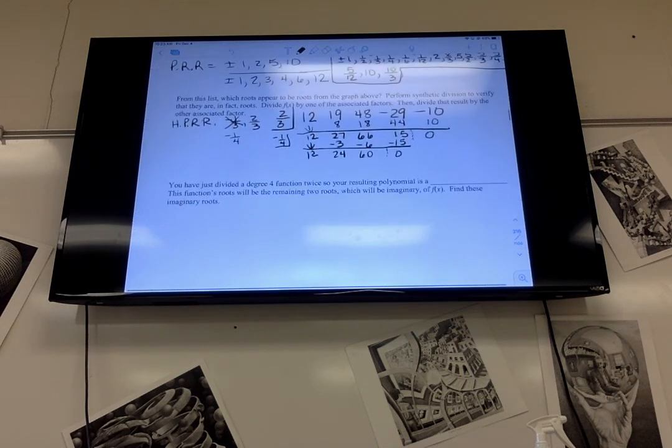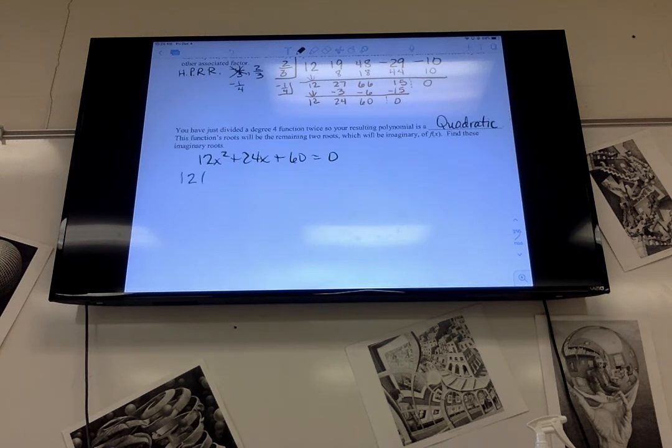The original polynomial can be divided by something with a degree of 4 twice. So again, it's a quadratic. That's what we needed. So now we take 12x squared plus 24x plus 12 plus 60 and set it equal to 0 and find the other two roots. What would you do first? Yeah, let's factor out 12. So we got x squared plus 2x plus 5. Two numbers that multiply to give me 5 but add to give me 2. There's not any. So what do we do?